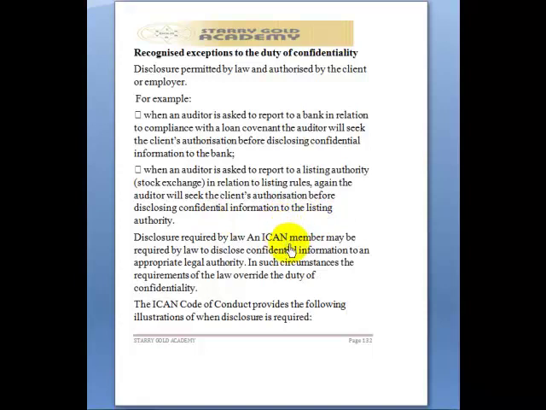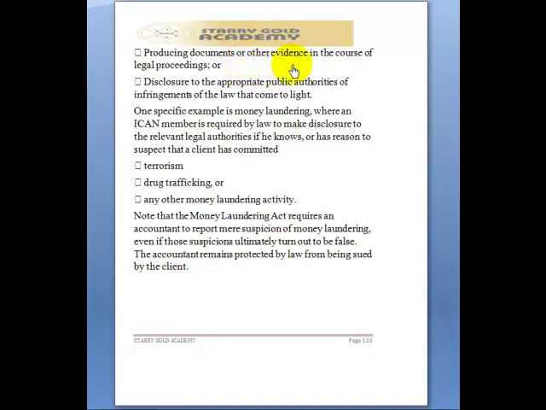An ICAN member may be required by law to disclose confidential information to an appropriate legal authority. In such circumstances, the requirement of the law overrides the duty of confidentiality. For example, when you are required to produce documents in the course of legal proceedings, or disclosure to the appropriate public authorities of infringements of the law that come to light. For example, money laundering, which we have talked about. The Money Laundering Prohibition Act of 2011 requires an accountant to report mere suspicion of money laundering, even if those suspicions ultimately turn out to be false. The accountant remains protected by law from being sued by the client.